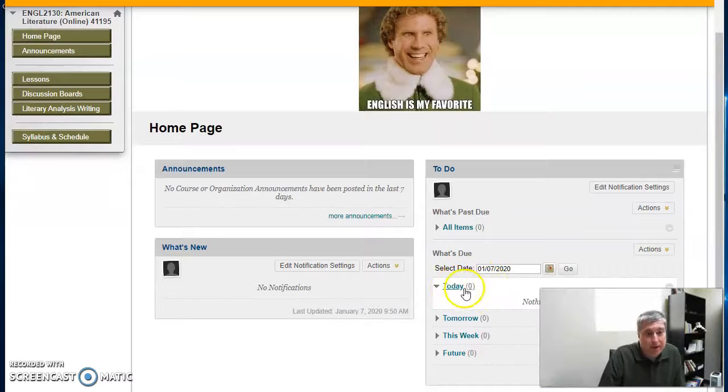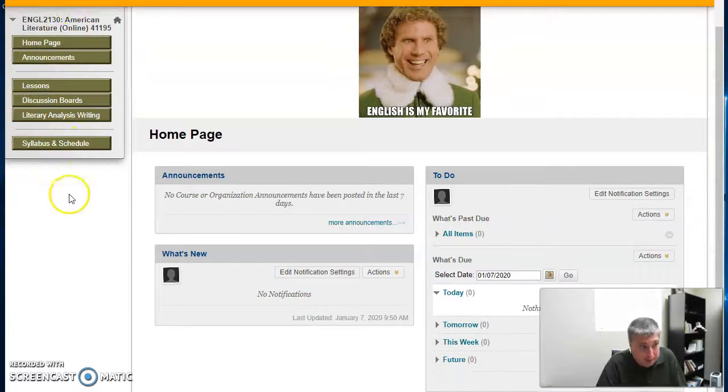I will caution you here. Sometimes it'll give you a due date. It'll say something is upcoming, something is due, or something is past due. Ignore that. It may or may not be accurate. I don't know. I don't control what's over here. Okay, I control what's over here, and this is what I know you need to worry about.